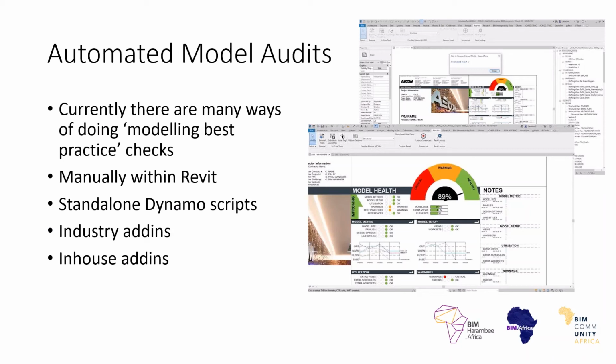Then sticking to the theme of automated, obviously I spoke earlier about how people need to do model audits or best practice modeling checks. So there's obviously a couple of different ways that you're able to do that at the moment. One of the ways of doing that is to just check it manually within Revit. You have an Excel spreadsheet and it's got a series of checks that you need to go and do, and you manually go and look in Revit and see, are we compliant? Yes. Are we compliant? Yes. Are we compliant? That's one way of doing it.